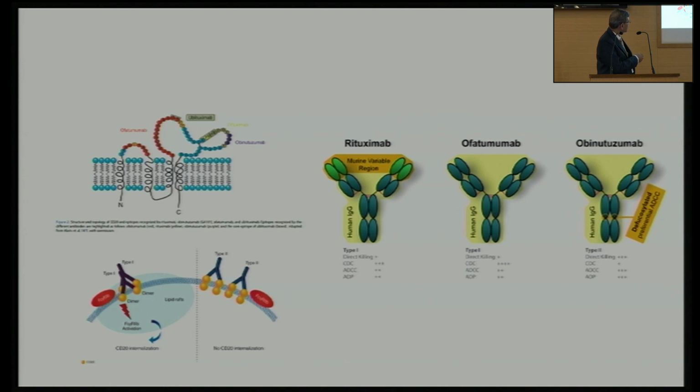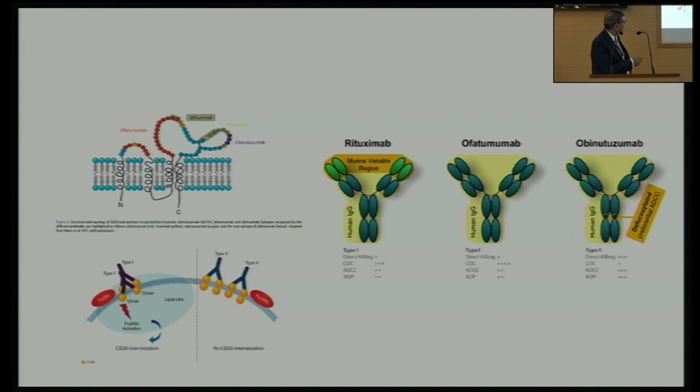The difference between these two is that obinutuzumab is a type 2 antibody, which actually has a lot of direct killing. It does not bring them to the lipid raft, so they are not protected, and therefore you get a lot of killing with it. Whereas with type 1, you don't get so much direct killing, but you get a lot of CDC killing and also some antibody-dependent phagocytosis.